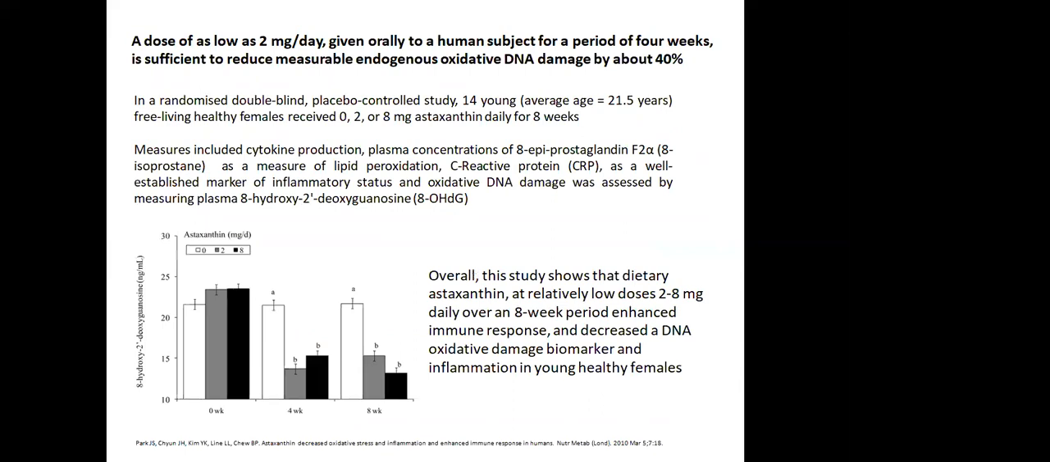Then another study, again highlighting how much you really have to take. This was a study in which astaxanthin at doses of 0 being the control, 2 milligrams, or 8 milligrams was given to people for 8 weeks. So a couple of months, not even that long. They showed that even doses between 2 and 8 milligrams produce significant benefits in areas such as inflammation: lowered inflammation and decreased DNA oxidative damage biomarkers. So again, good benefits at low dose.